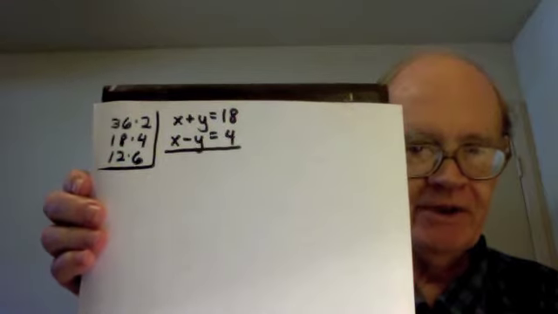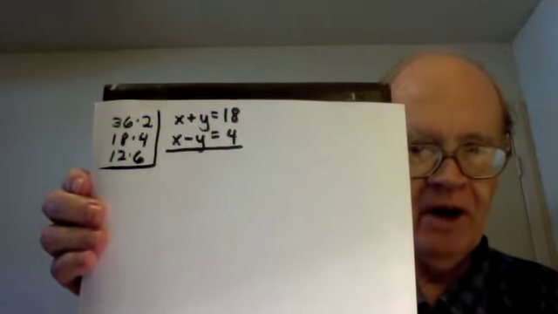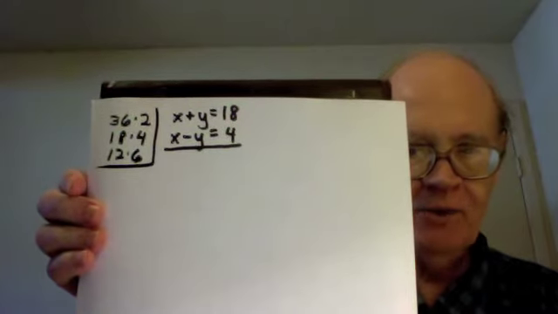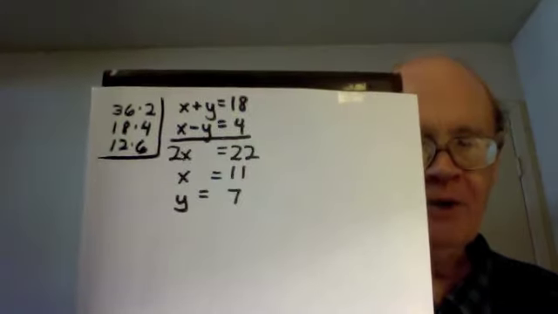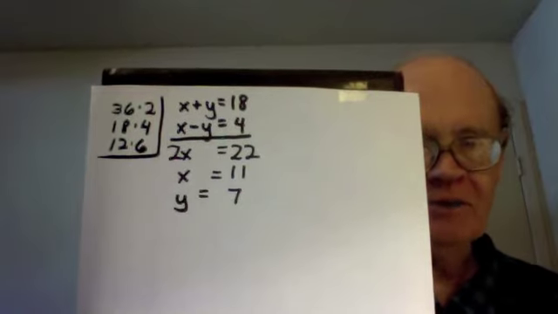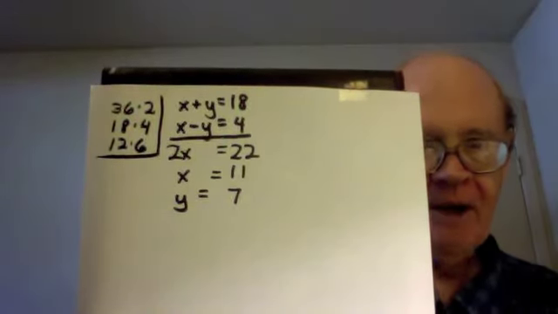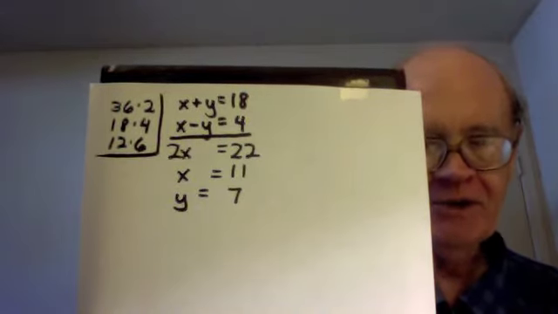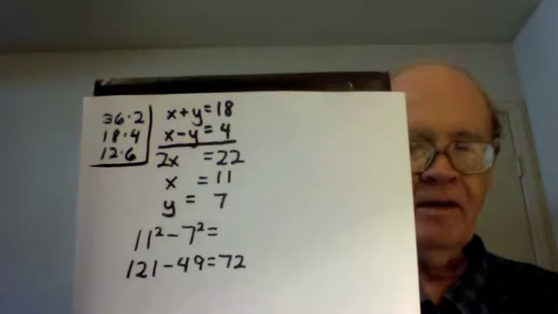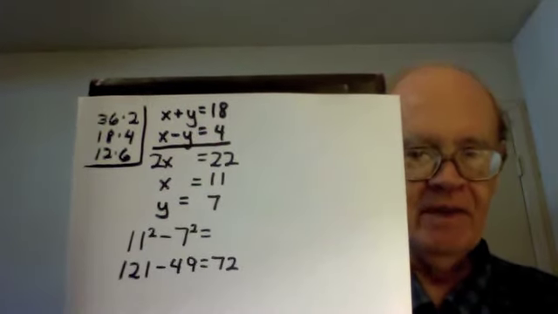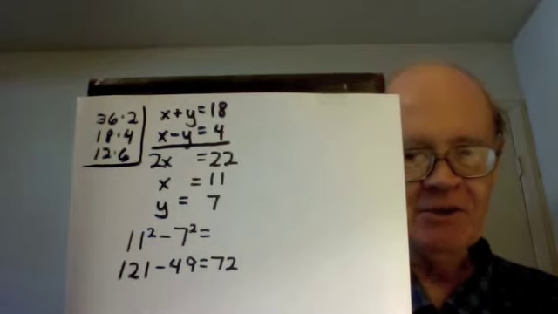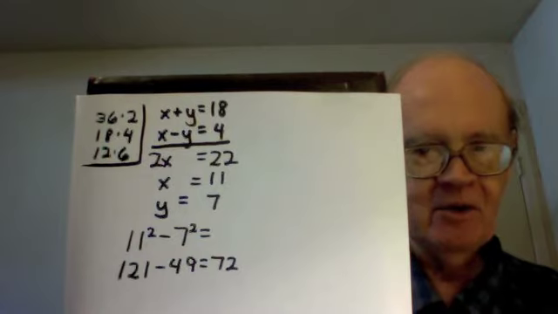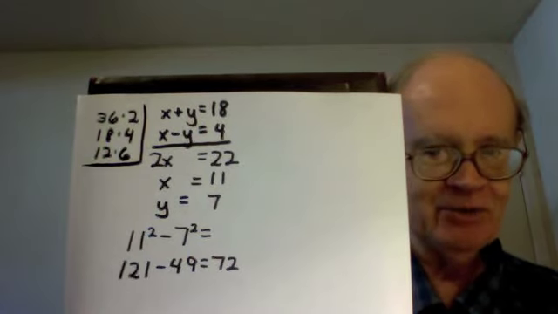I will next use the pair 18 times 4. I write x plus y equals 18, x minus y equals 4. I add the two equations. I get 2x equals 22. I divide by 2, x equals 11, and substituting into one of the equations, y equals 7. That gives me a second solution. 11 squared minus 7 squared equals 121 minus 49, which equals 72.